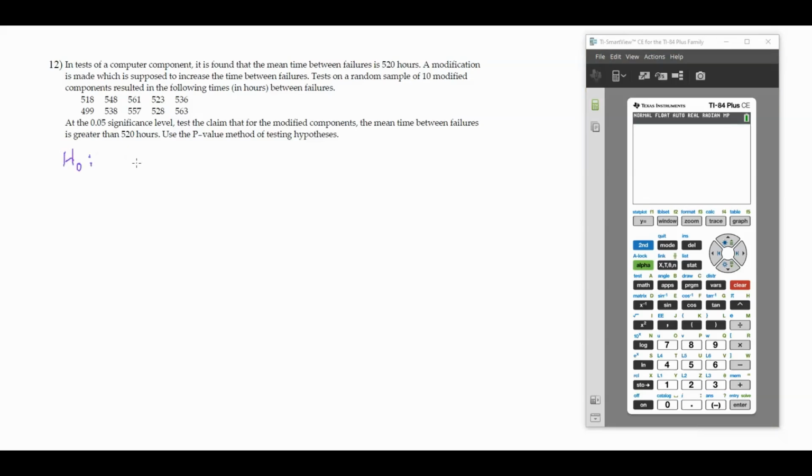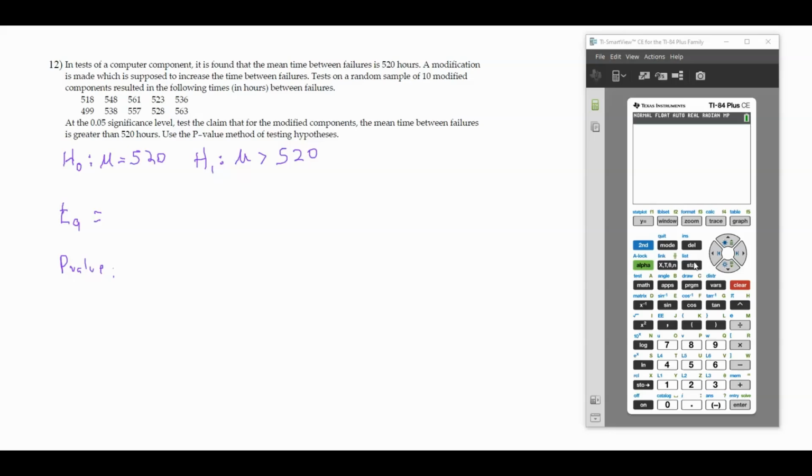So my null hypothesis is going to be, well, nothing improved, nothing changed. So null is a status quo kind of hypothesis. Nothing going on here. It's not guilty of getting better. All right, H1. My alternative is that the new time between failures, which would be an improvement, right, is greater than the prior mean, which is 520. Okay. So now I need to do my test statistic, which would be T. In this case, 9 degrees of freedom. And then my p-value, and then we'll make a decision and conclusion.